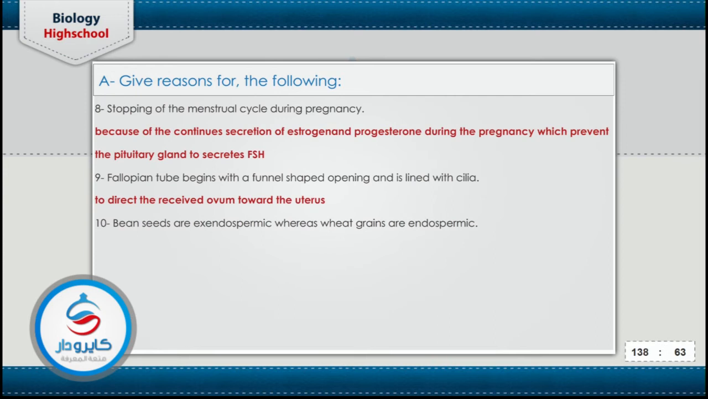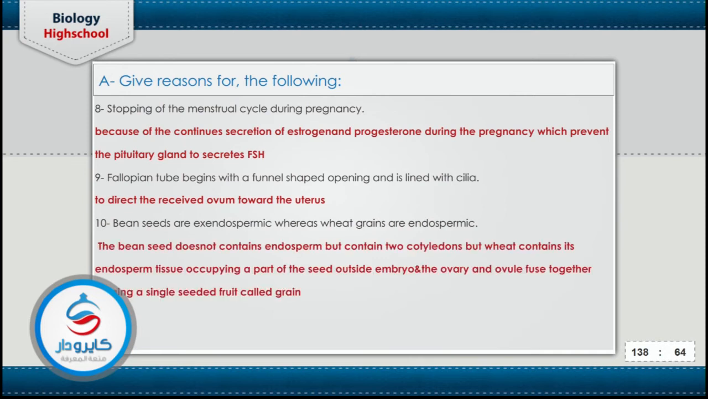The next question. Bean seeds are X-endospermic seeds, where the wheat grains are endospermic. We said any endospermic seed is monocot, containing endosperm inside the seed. But the dicot has an absence of endosperm, or the endosperm is consumed by the embryo, so it contains two cotyledons that act as food stored inside the seed for the growth of the embryo.